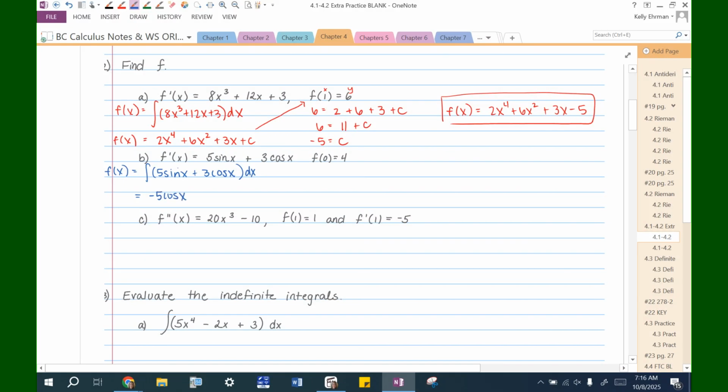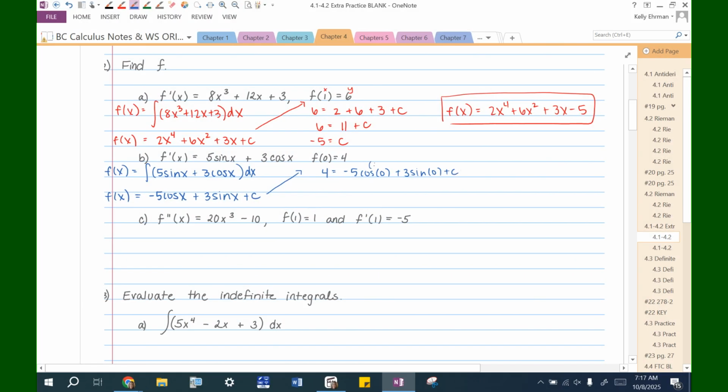And I'm talking about derivatives because if you're not sure on this, go back and whatever you wrote down, take the derivative of this. Do you get 5 sine x? Same thing here. This is plus 3 sine x. Because take the derivative of this. Do you get 3 cosine x? Yes. All right, now we need to plug in 0, 4. So 4 is equal to negative 5 cosine of 0 plus 3 sine of 0 plus c.